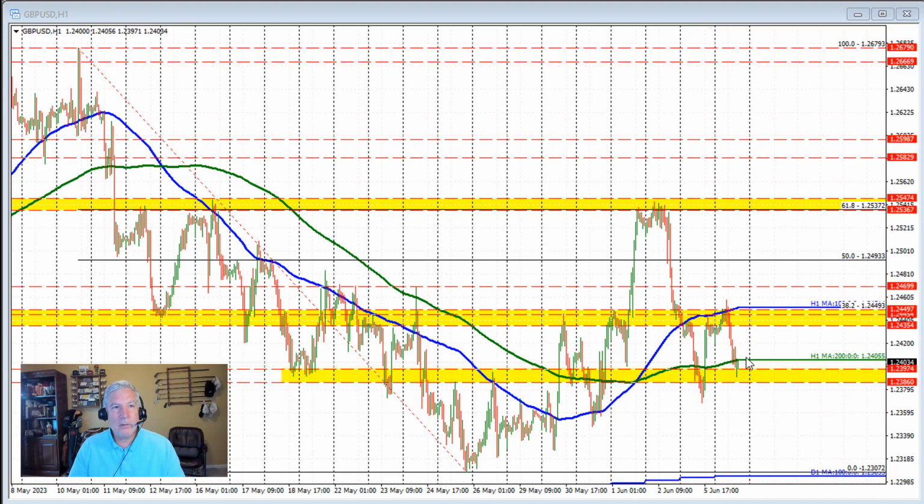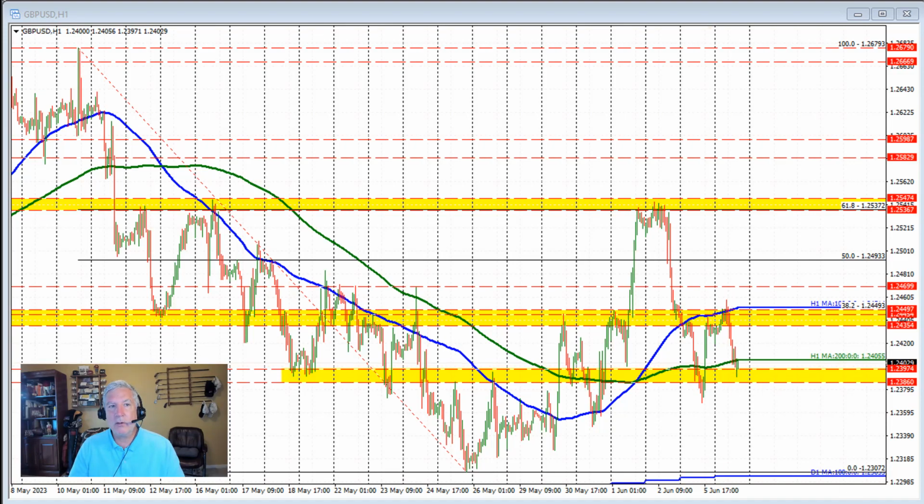Otherwise, a move back above the 200-hour moving average with momentum would put the price firmly in between the 100 and 200-hour moving averages, with failures on the top side and failures on the bottom side, defining what is a market that doesn't know which way it wants to go. So sellers are trying to make a play. We'll see how that pans out.